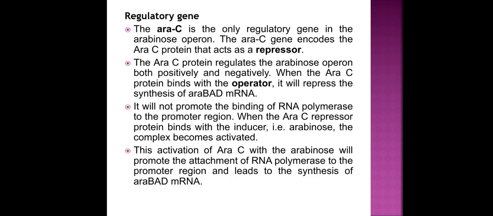Now the regulatory gene, that is the araC. This araC is the only regulatory gene within the Arabinose operon. This araC protein regulates the Arabinose operon both positively and negatively. Whenever it binds with the operator, it will repress the synthesis of araBAD, and it will not promote the binding of RNA polymerase with the promoter region. In the activation of the araC with the Arabinose, it will promote the attachment of RNA polymerase to the promoter region and leads to the synthesis of araBAD mRNA.